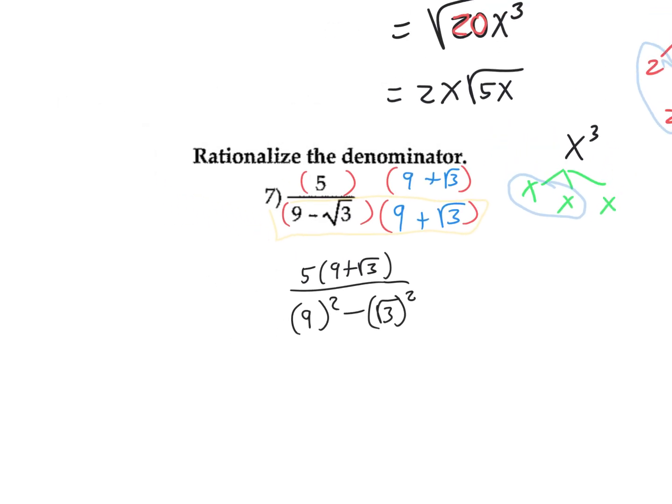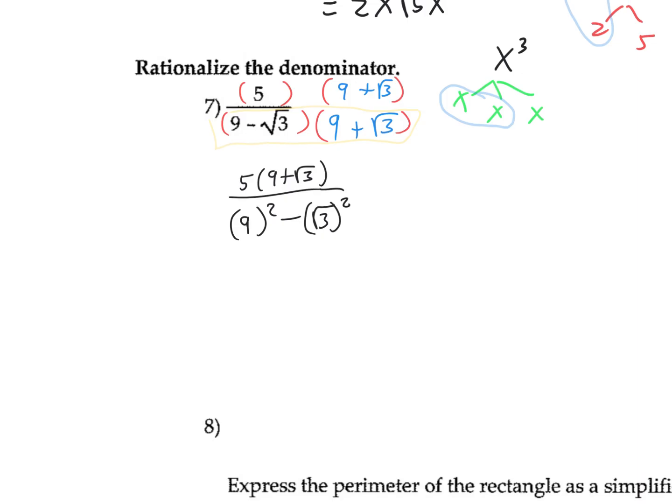Now, let's take our time. We can process the top. I think we understand. We end up with a 45 plus 5 radical 3. Down below, 9 squared, 81, obviously. Minus, okay, what is this? Well, this exponent of 2 cancels the radical symbol. So we end up with 81 minus 3.